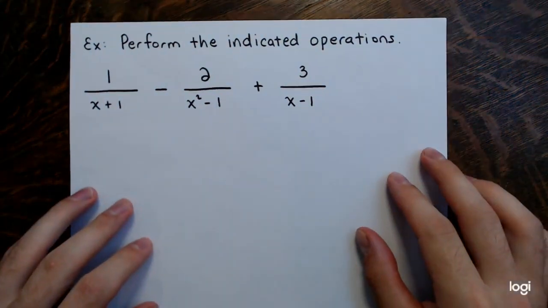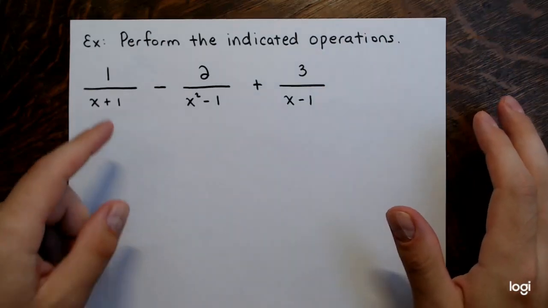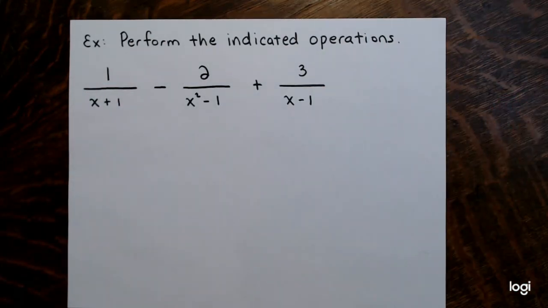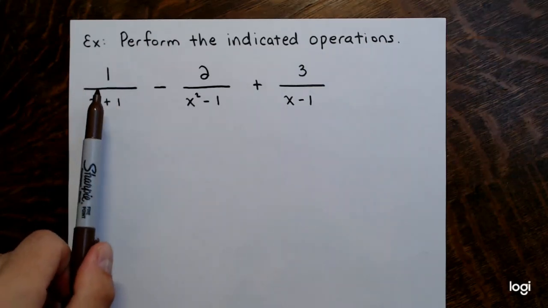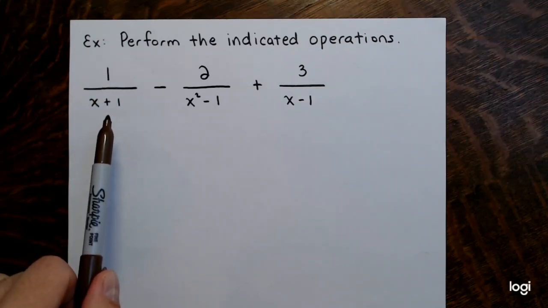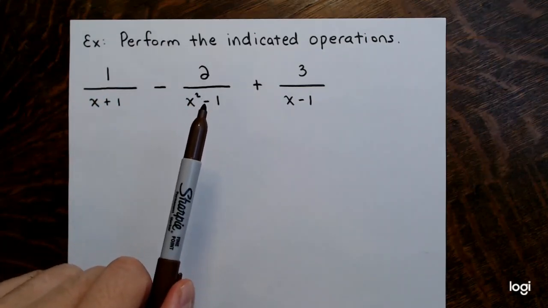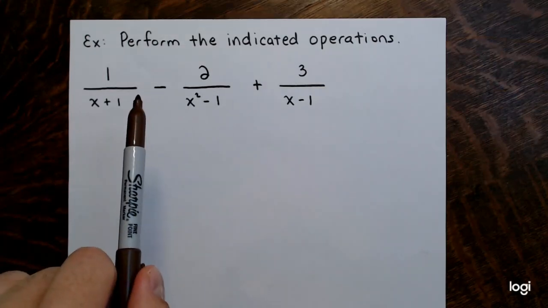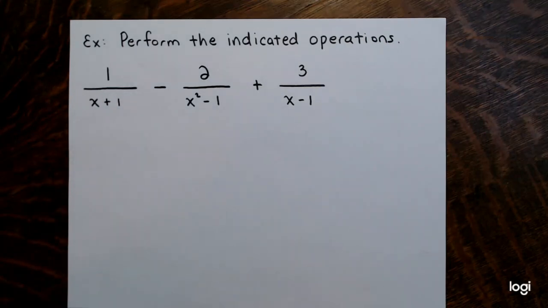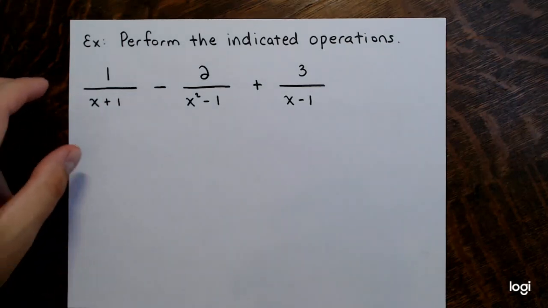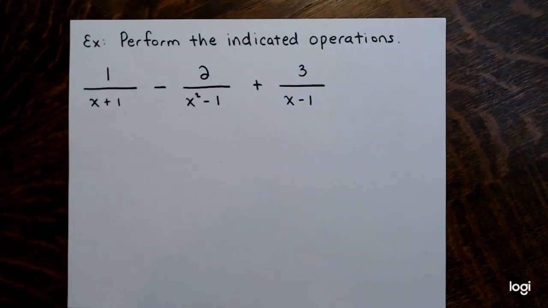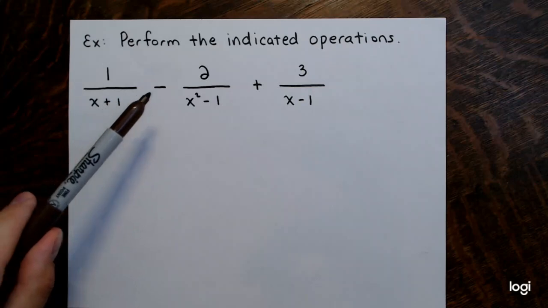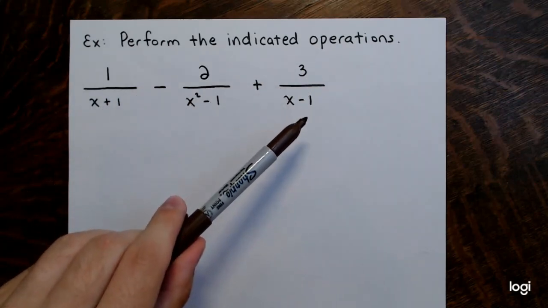My first example: I'm just simply asked to perform the indicated operations. You see I'm doing addition and subtraction here, right? We're taking this fraction, 1 over x plus 1, minus this fraction, 2 over x squared minus 1, and then addition. If you remember your order of operations, when you do addition and subtraction, you do it from left to right as you see them. So we're going to subtract these two first and then add this fraction to them, the 3 over x minus 1.